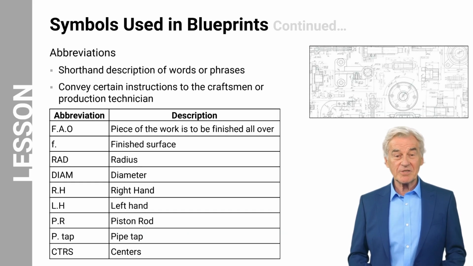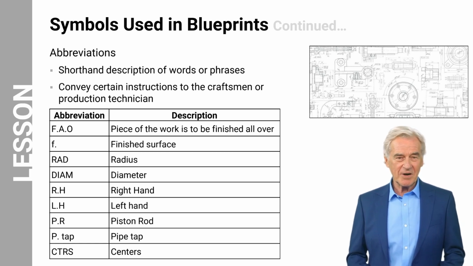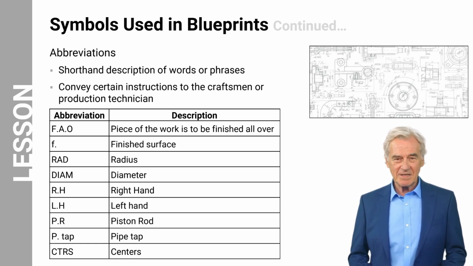A blueprint also contains abbreviations and symbols in order to convey certain instructions to the craftsmen or production technicians. Abbreviations take up less space than the word or phrase that they represent, so they're used commonly in blueprints. These abbreviations and symbols are universally accepted. Production technicians should be able to identify and differentiate these symbols and abbreviations. Some of the commonly used abbreviations are listed here, along with their descriptions.